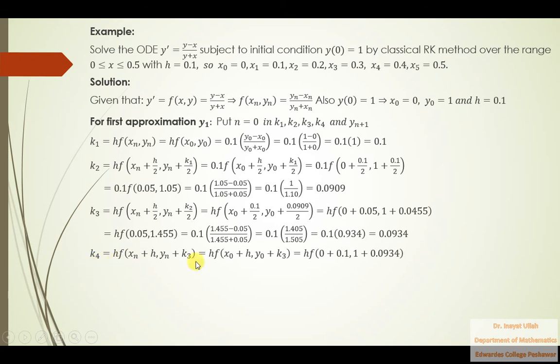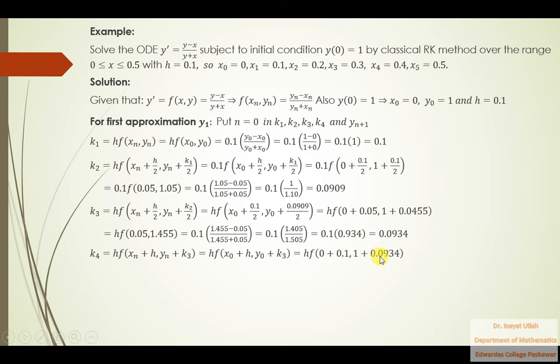This is the formula for k4: h times function of xn plus h comma yn plus k3. So we are going to put n is equal to 0. So that will become function of x naught plus h, and that is y naught plus k3. But x naught is given to you 0, and h is given to you 0.1, y naught is given to you 1, and k3 is obtained here, which is 0.0934.